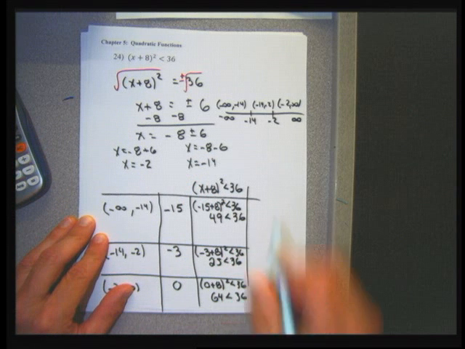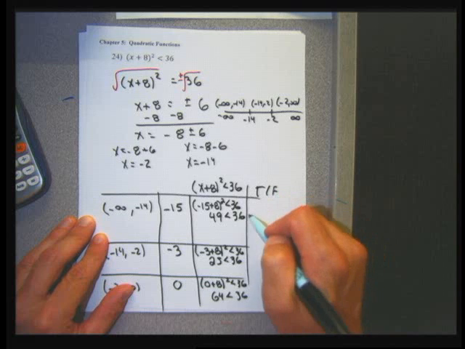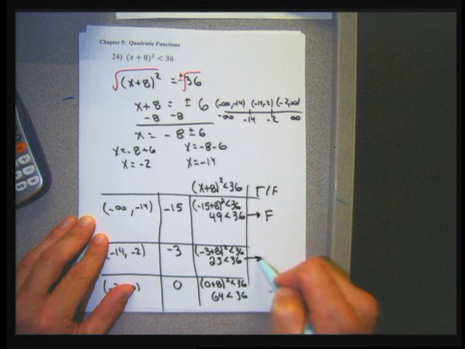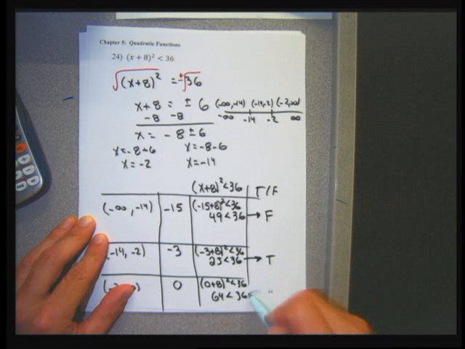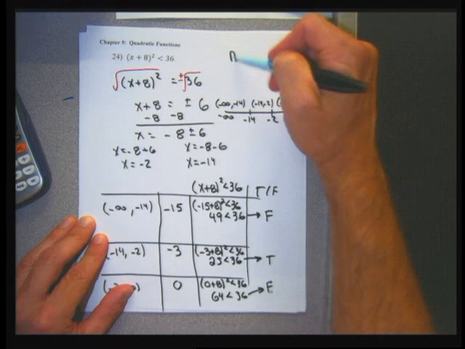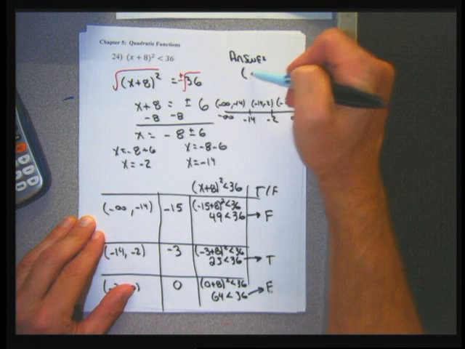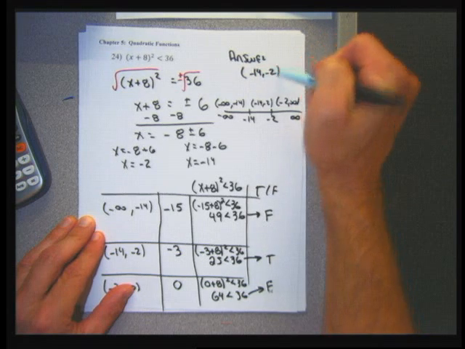Now I go for my true false. 49 is not smaller than 36, so that's a false. 25 is smaller than 36, that's a true. 64 is not smaller than 36, that's a false. So my answer is going to be the interval from negative 14 to negative 2.